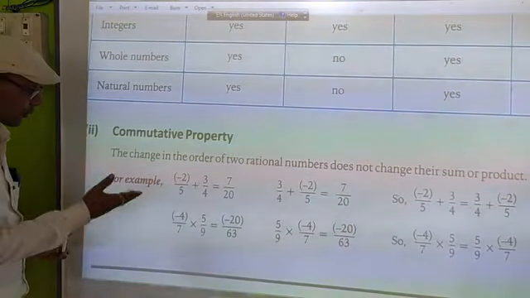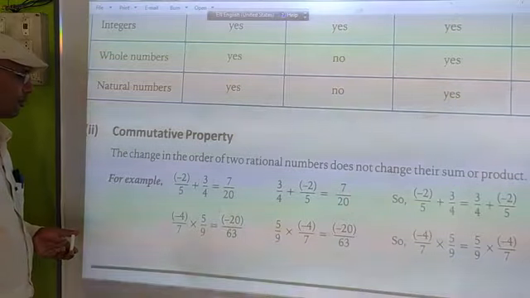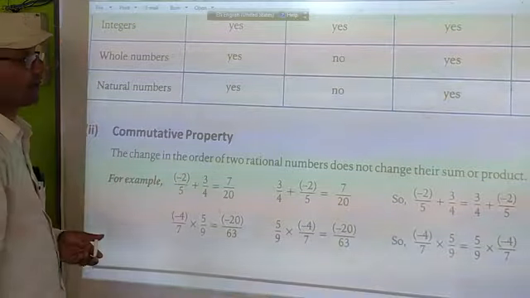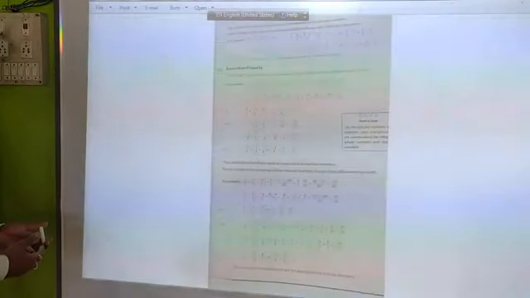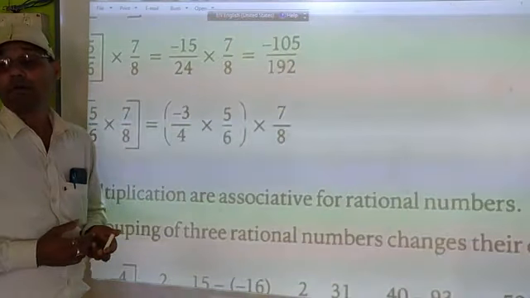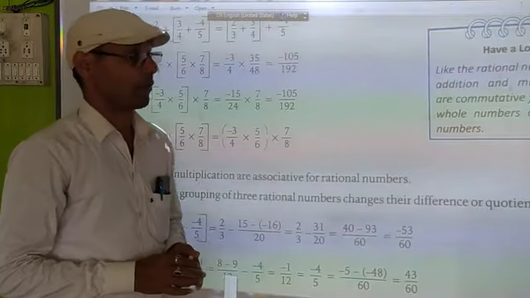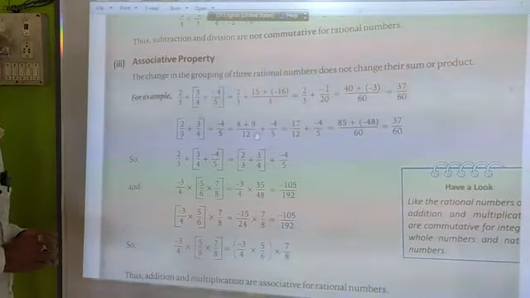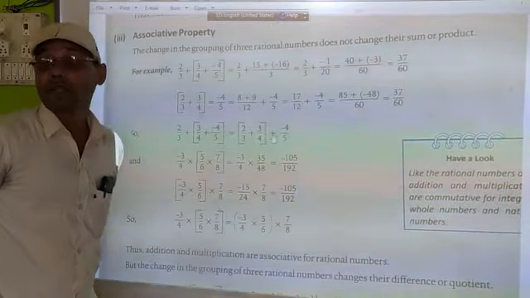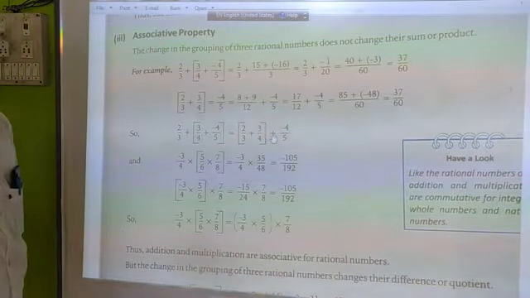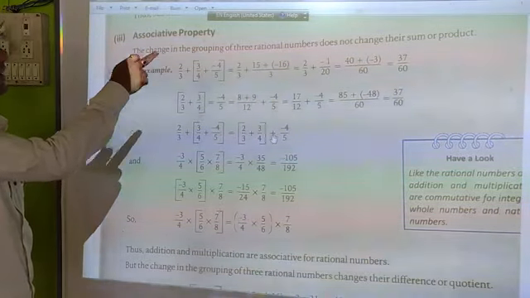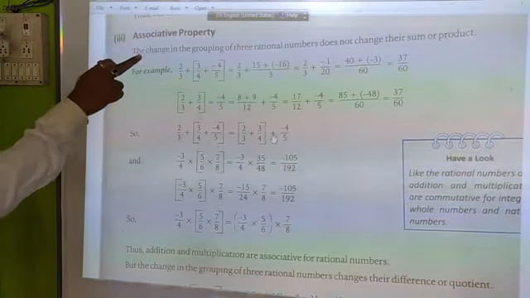In the same way, the product of two rational numbers gives the same result. These are the properties of the commutative property of two rational numbers. Later, my dear, is the associative property. The change in the grouping of three rational numbers doesn't change their sum or product.